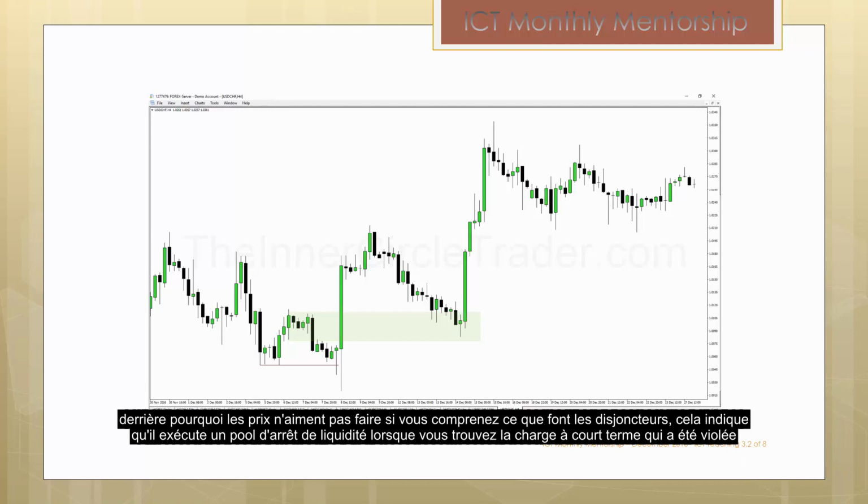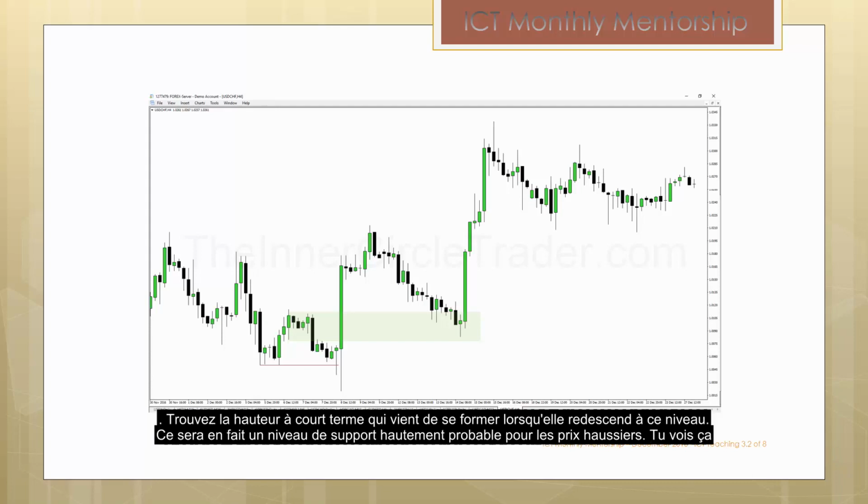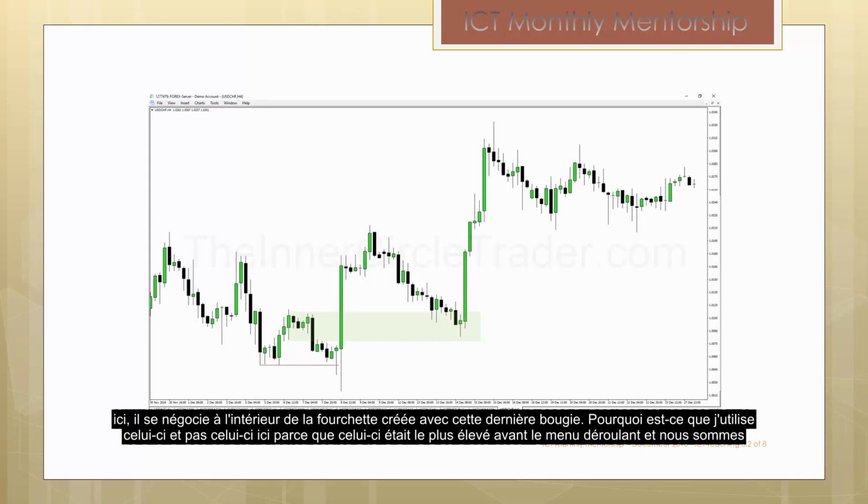When you find the short-term low that's been violated, find the short-term high that most recently formed. When it trades back down to that, that will in fact be a support level that is highly probable for bullish prices. You see that here. It's trading inside the range that's created with this last up candle. Why am I using this one and not this one here? Because this one was the highest one prior to the drop down, and we're using the entire range.